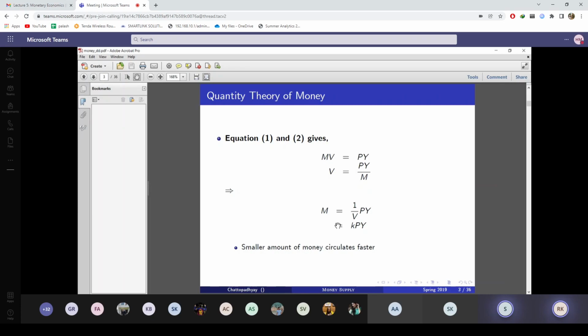And when I equate money demand with money supply, that represents the money market equilibrium. Is it understood? So you can say this KPY is your MD, and the M that I have written over here is your MS. At equilibrium, MS equals MD, so MS equals KPY.